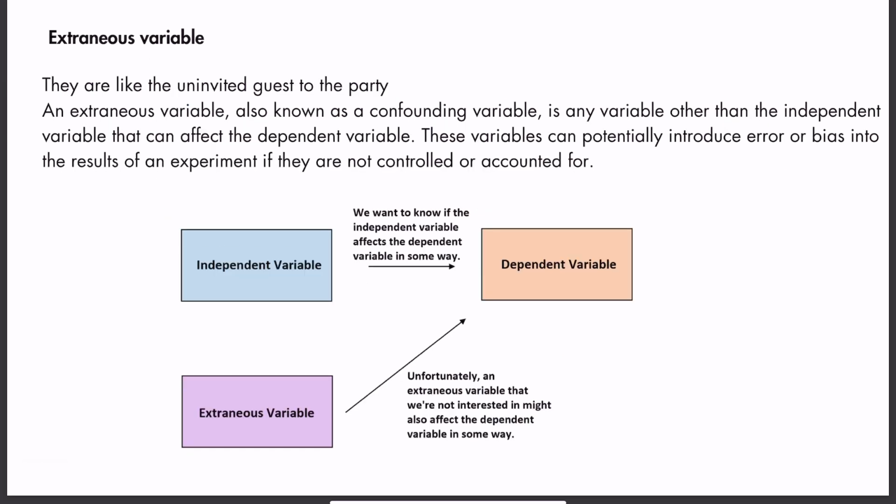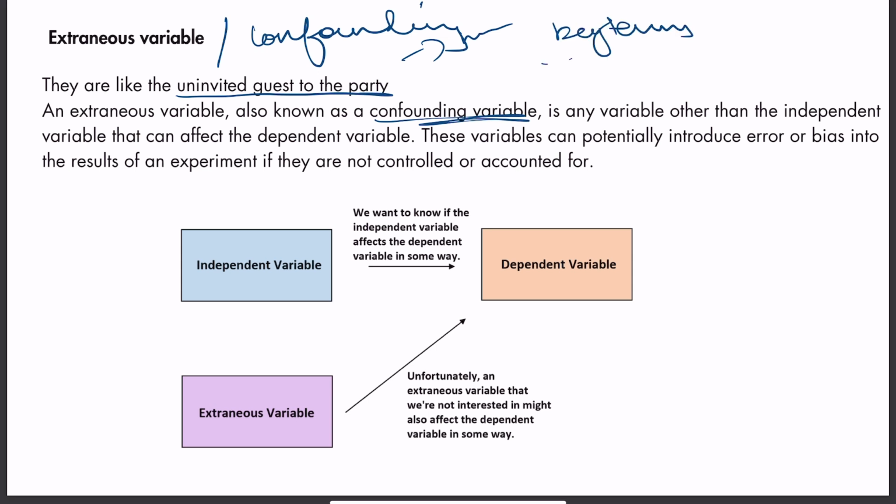Next, extraneous variable. They are like the uninvited guest to the party. So, kebab mein haddi. An extraneous variable, also known as confounding variable, okay, be very wary of the different terms under it, because again, UGC loves playing with key terms, and that's been my dialogue throughout this course. They love playing with key terms, and they're going to use the most complicated term to define a very simple word. So you need to be aware of the different key terms that are there.